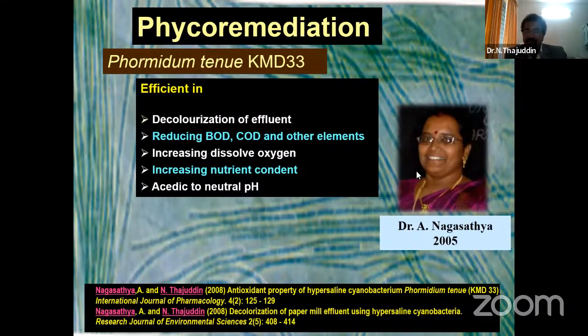She is my first part-time PhD student in a college. She worked on phycoremediation using a hypersaline cyanobacterium. She isolated a new Phormidium species, KMD-33. It survived in more than 250 ppt of salinity in the natural environment. She used Hindustan Paper Mill Limited paper effluent and found that it reduces the BOD and COD, and increases the dissolved oxygen and the nutrient content. Whatever the pH is, whether acidic or alkaline, the pH becomes neutral, like pH 7.5.